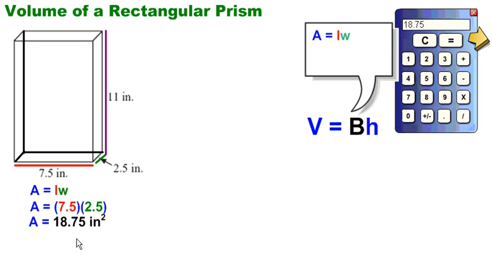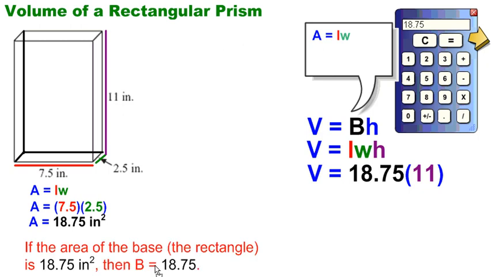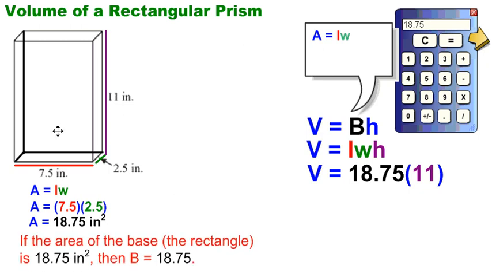And I'm going to color code that in black so that you know it's the area of the base shape, just like the capital B over here. Now we also can rewrite the formula as volume is equal to length times width times height, because I know I've got to find length times width for the capital B and then multiply by the height. I now know that the area of the base is 18 75/100, and last all I have to do is multiply by 11. Again, the area of the base is this rectangle I've chosen. Its area is 18 75/100 inches, and we also call that capital B in our formula.